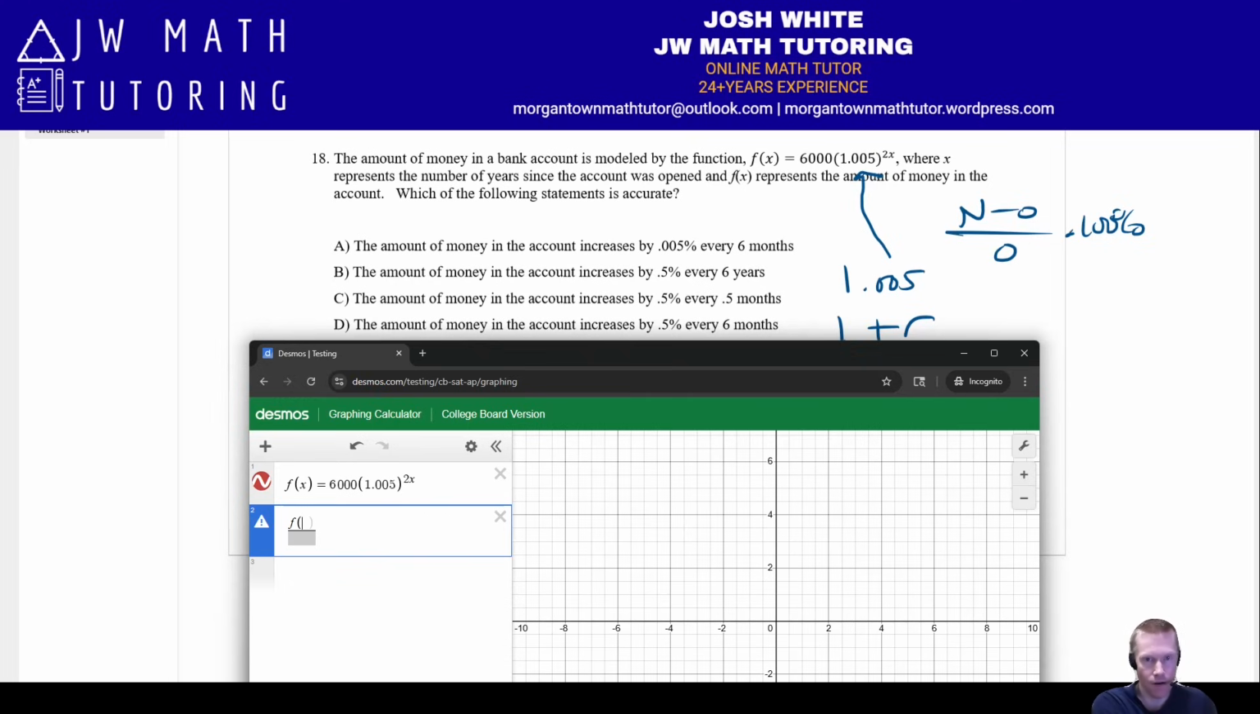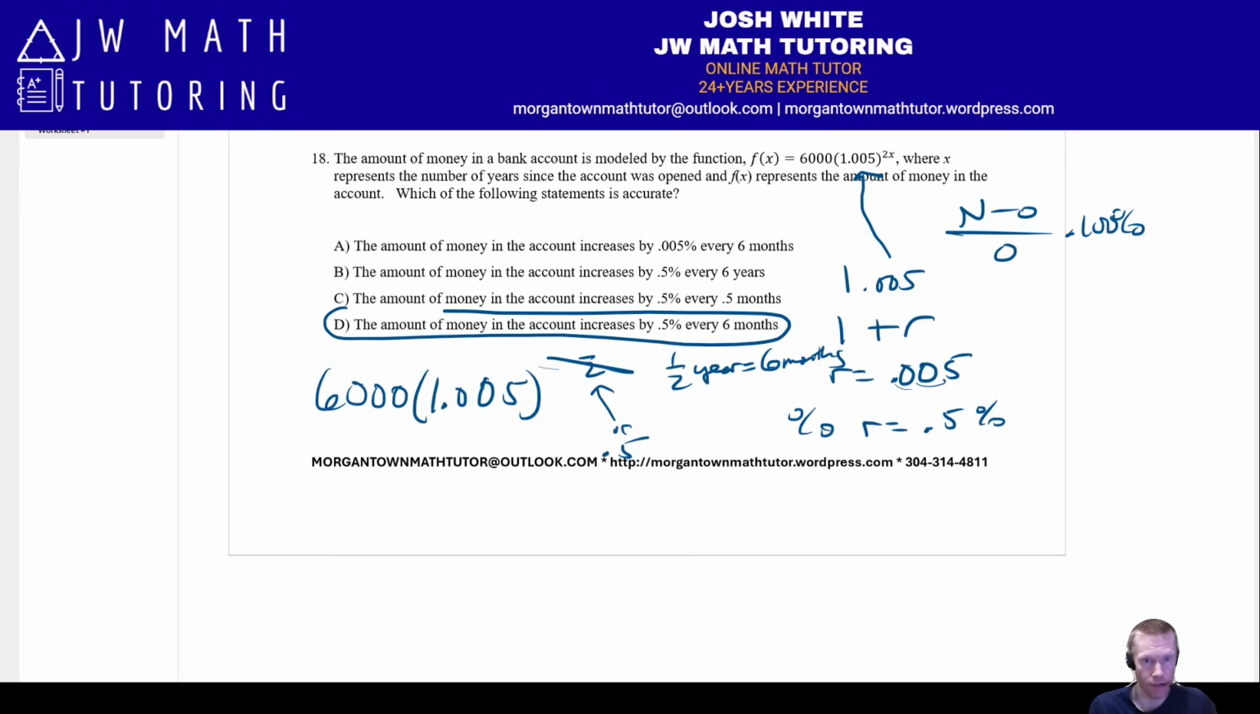So f of, and now here again we have to be careful. It says 6 months, but again, we're not plugging in months for x, we're plugging in years. So I'm going to take the 6 and divide it by 12 to get the number of years. Minus, and I'm just going to use 0 months as my old. And then divide that by the old, and multiply that by 100. So notice, when I plug in 6 months, i.e. 6 over 12, for x, I get a 0.5% increase. That corresponds right here to letter D. It does not correspond to letter A.